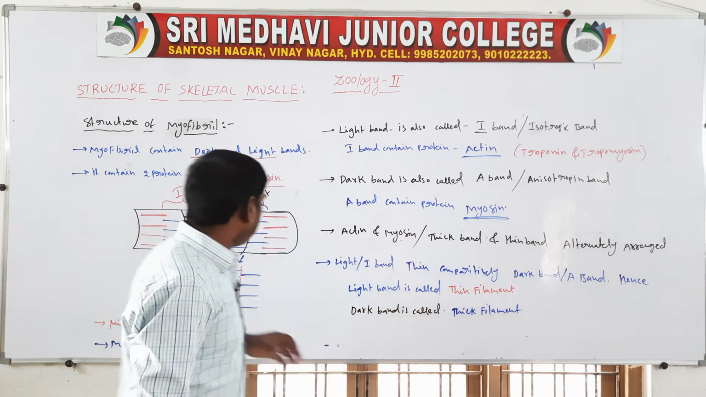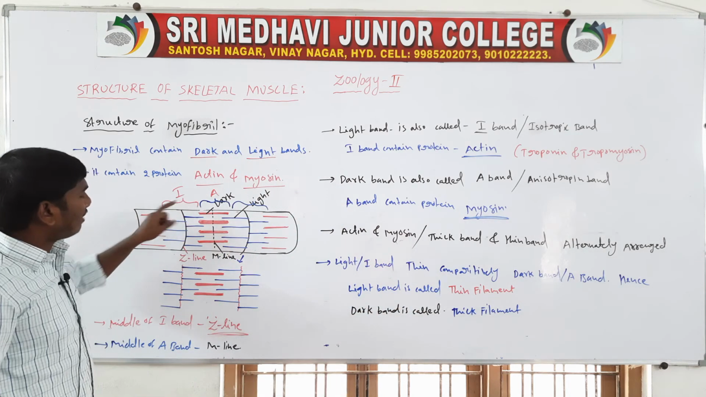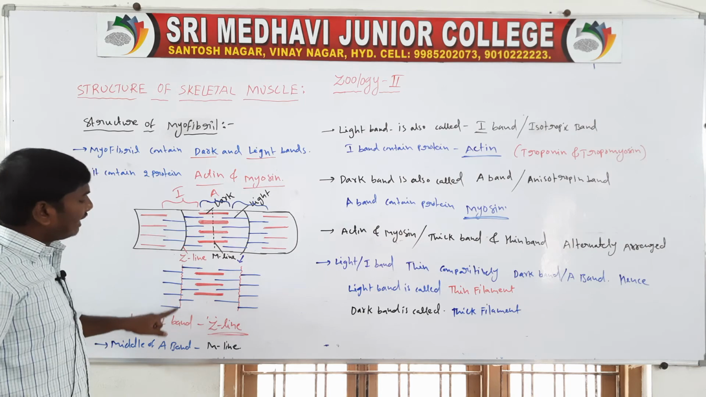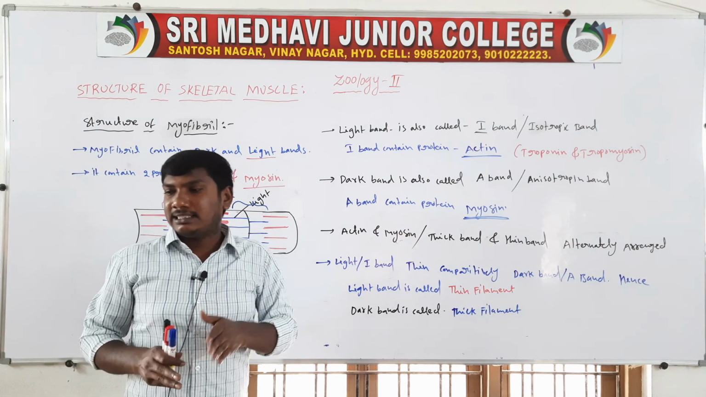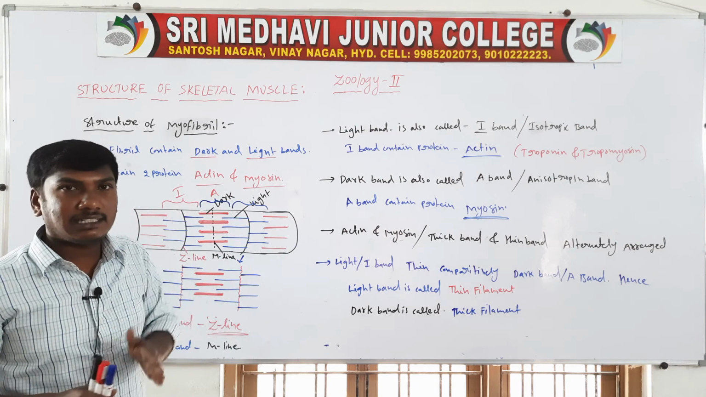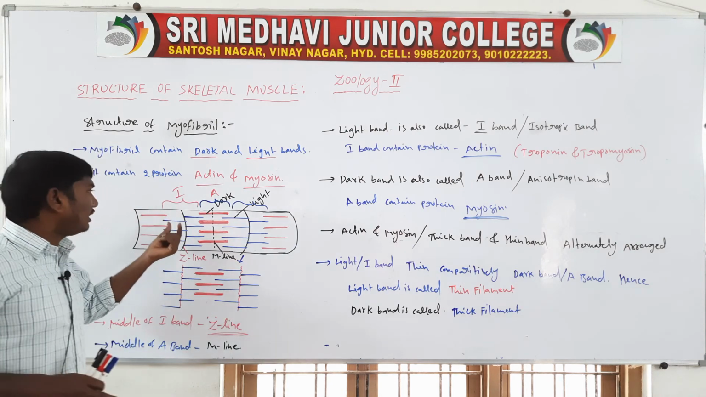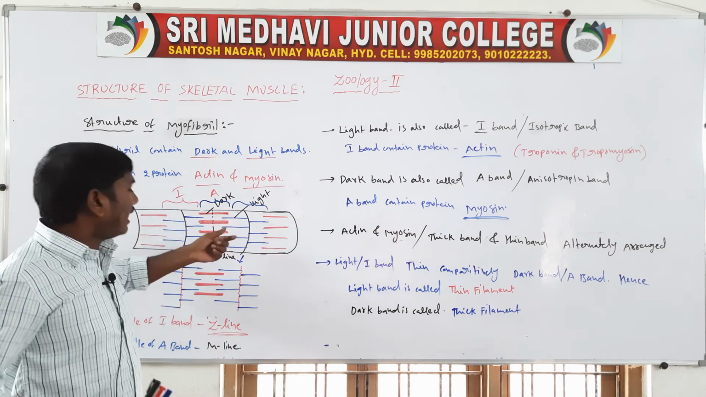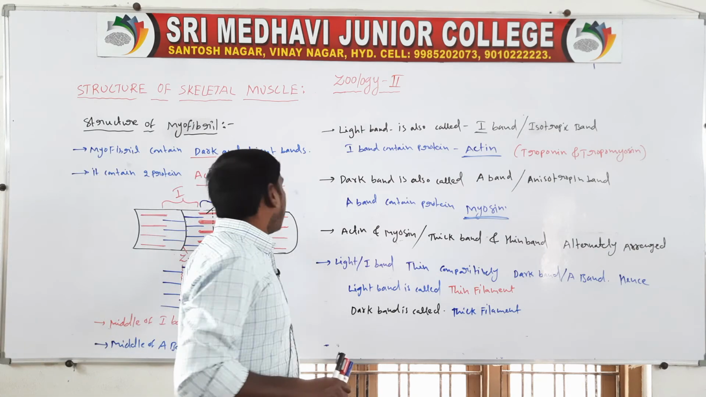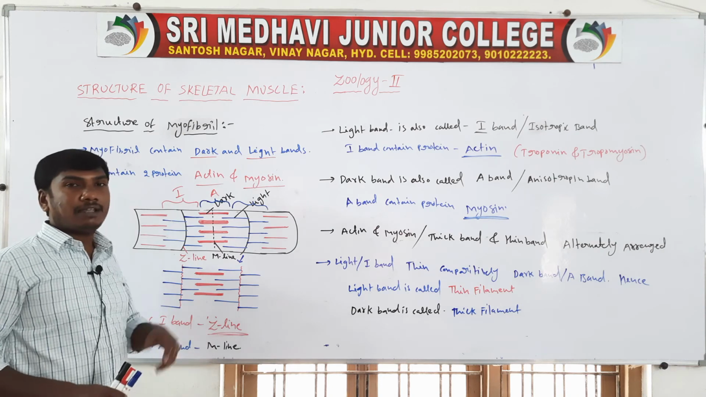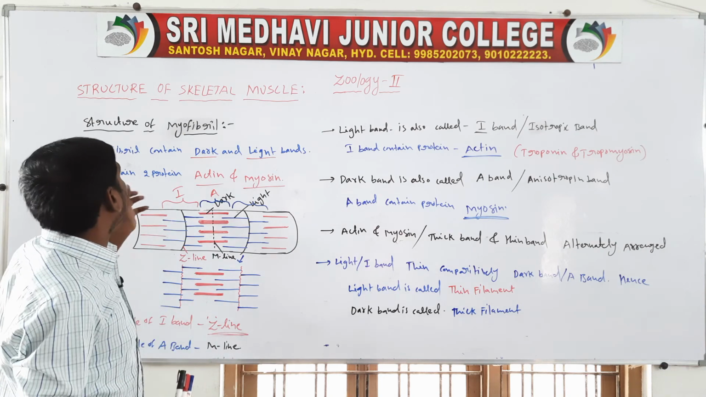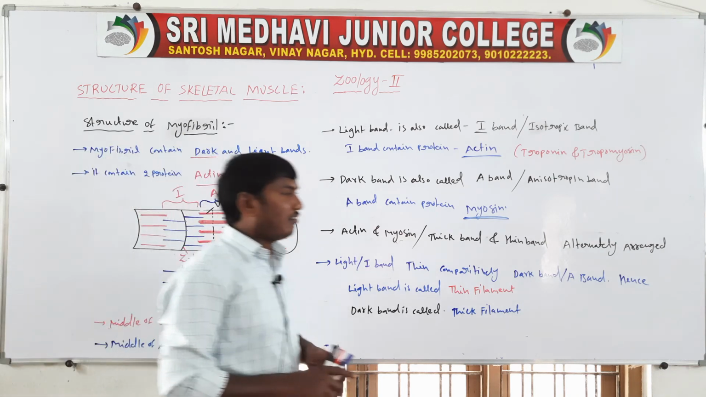Next, the middle of the I band contains a Z line. It is called the Z line because it looks like a Z-like structure, so this band is called the Z band. The middle of the A band contains an M line. So these are the structure of the myofibril.